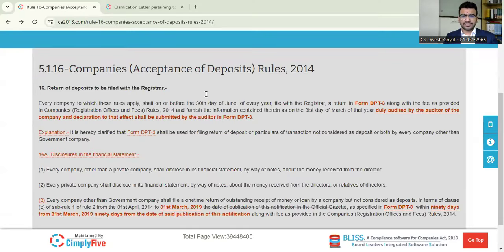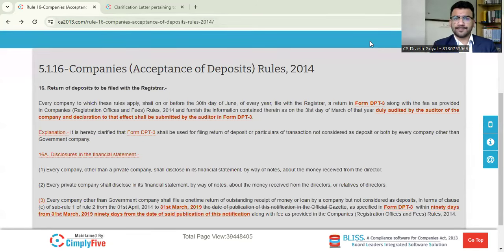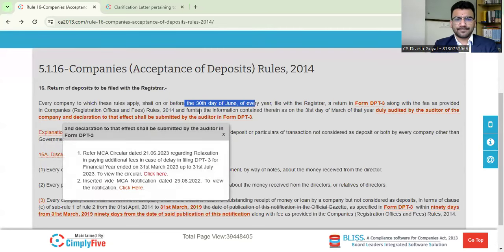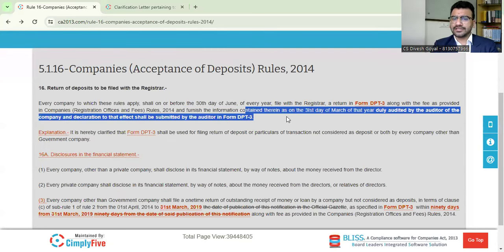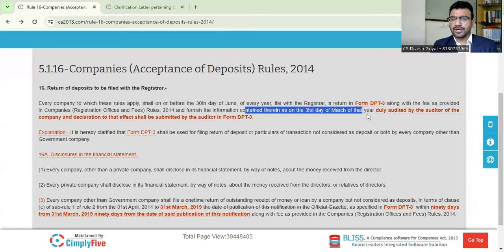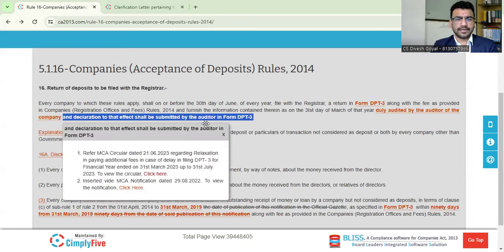So we are going to discuss this with the provisions of the Companies Act. As you can see on your screen, the DPT3 is a requirement of Rule 16 of the Companies (Acceptance of Deposits) Rules, 2014. As per Rule 16, paragraph number 1, every company to which this rule applies shall on or before 30th June every year file a return in the DPT3 with the Registrar, furnishing information contained therein as on 31st day of March of that year. Now the important point: duly audited by the auditor of the company.